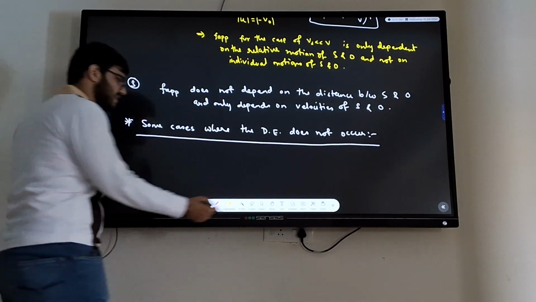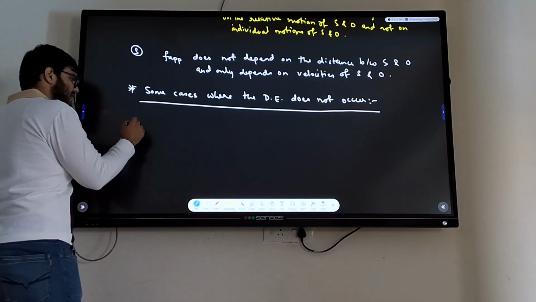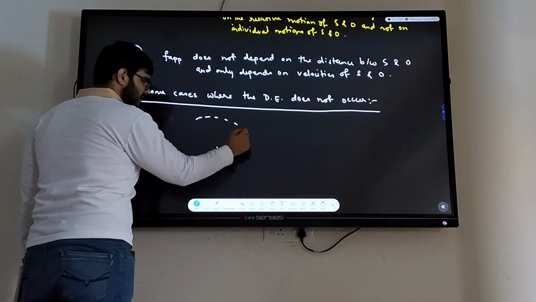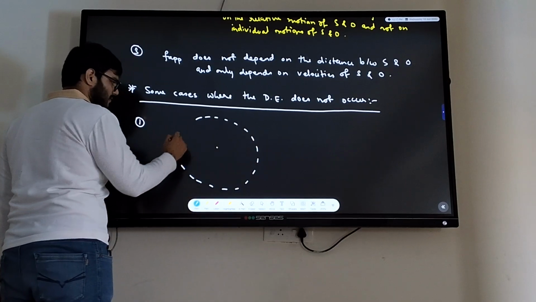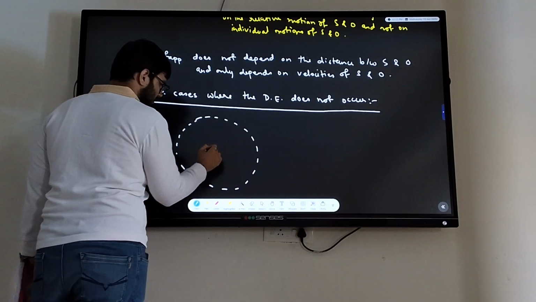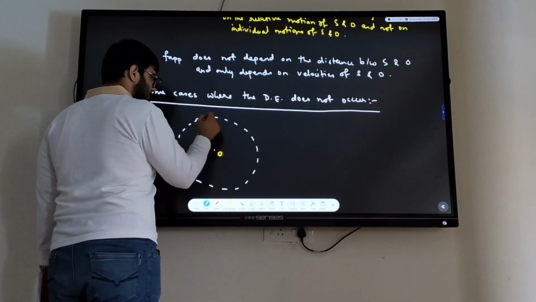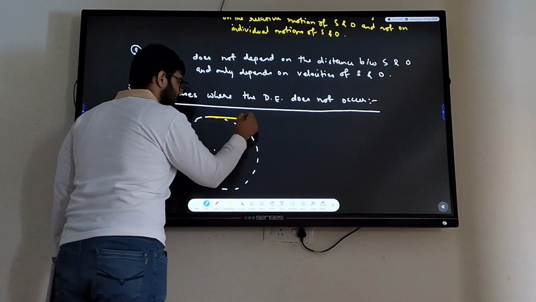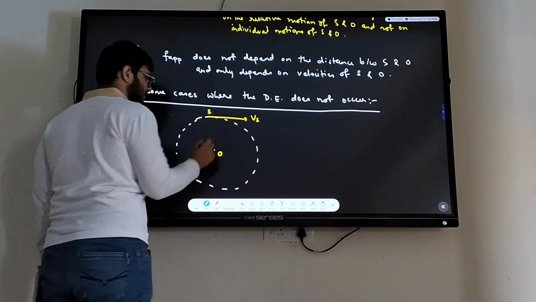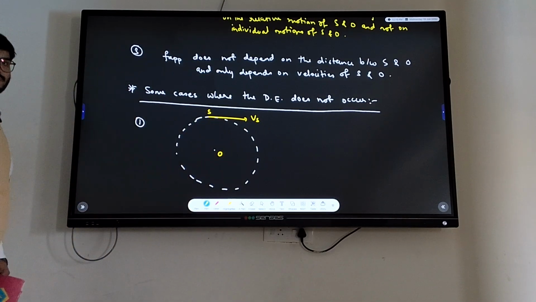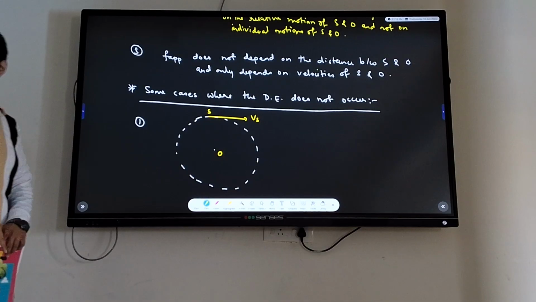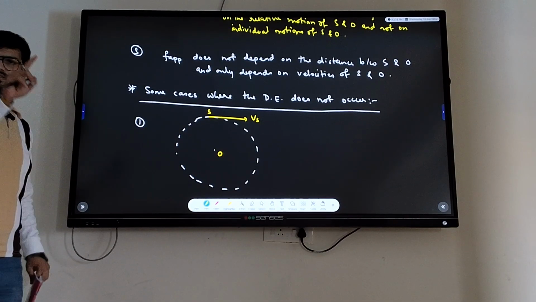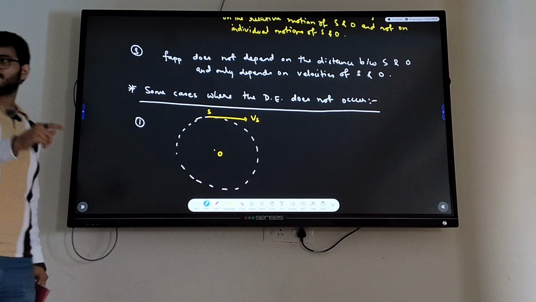The first case can be what if you are at the center of a circle and the ambulance is running circles around you. You are the observer at the center and my ambulance is moving in a circle with a tangential speed Vs. This is my ambulance, the source. Can you see that the tangent always makes 90 degrees with the radius? And the radius is the line joining the 2 points?